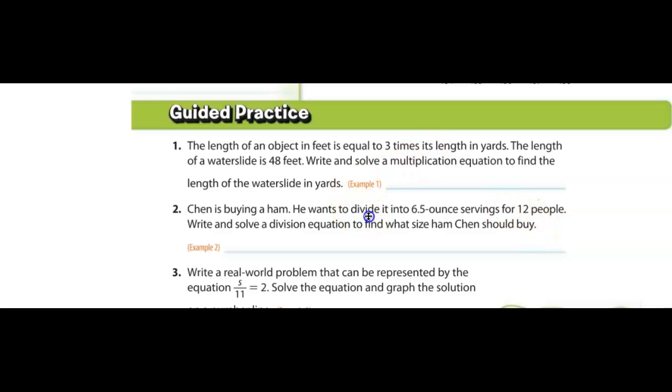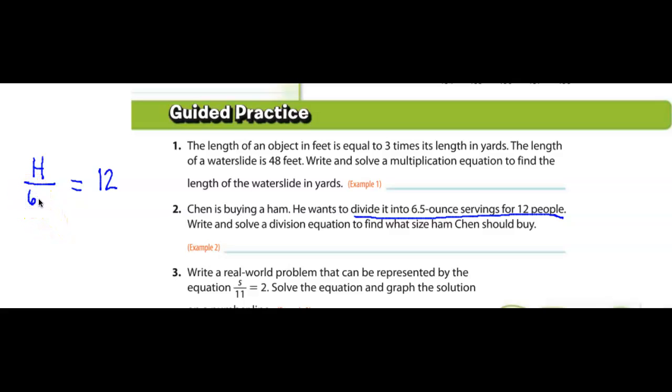So we're going to divide the ham into 6.5 ounce servings for 12 people. So I need to go ahead and write my equation. So something is going to be equal to enough food to serve 12 people. So what will the division problem be? We want to divide the ham, whatever size that ham is, into how much per serving? Answer that, please.